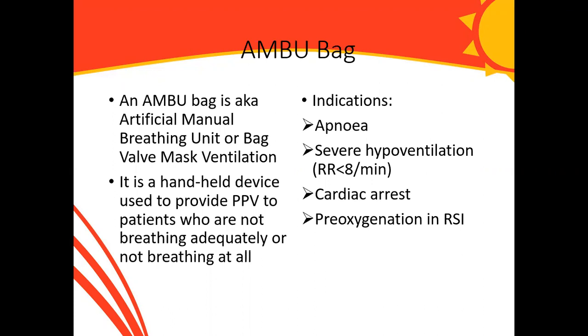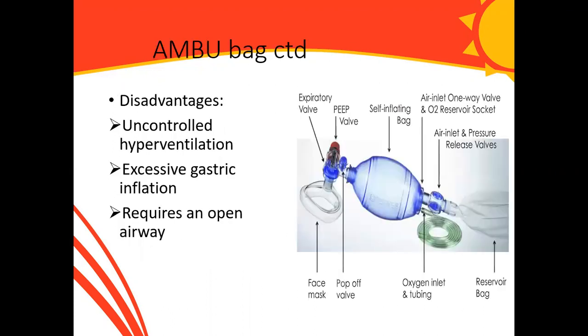Indications include patients who are not breathing at all, patients who are hypoventilating with a respiratory rate of less than 8 per minute, patients who have gone into cardiac arrest from whatever cause, and preoxygenation during rapid sequence induction. So familiarize yourself. I like bringing this diagram out at undergraduate level, but there's nothing stopping me from bringing it out for you. Just bring the diagram and ask you to label it.